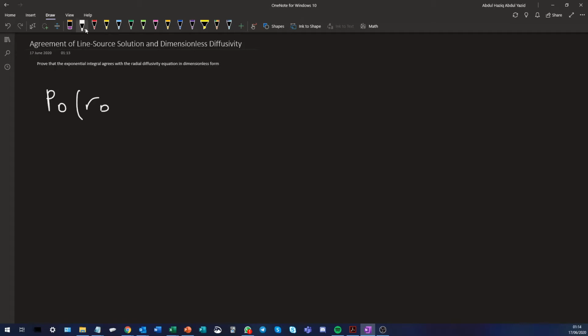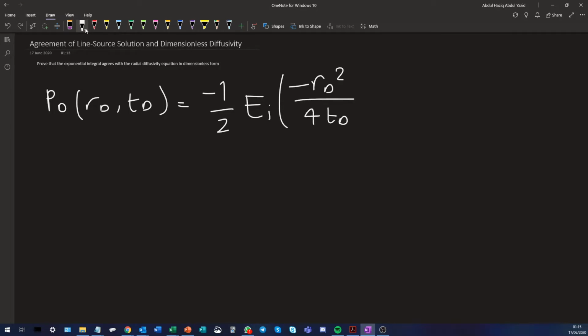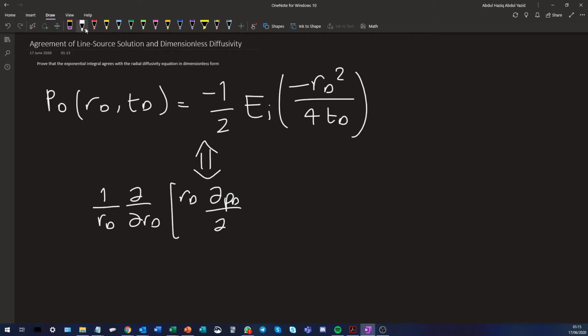P sub D of r sub D, t sub D is equal to negative 1 over 2 Ei, the Ei function over here, of negative r sub D squared over 4 t sub D. So this is the dimensionless form of the line source solution, and we need to show that this agrees with the dimensionless diffusivity equation, which is 1 over r sub D, ∂/∂r sub D of r sub D ∂P sub D/∂r sub D, equal to ∂P sub D/∂t sub D. So we just need to show that these two agree.